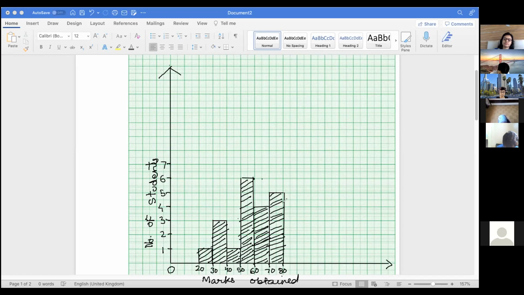But what you have to remember is there shouldn't be any space between the two bars, and the bars should be vertical. That means frequency will always be on the y-axis and grouped interval will always be on the x-axis. So this is called a histogram. Is it clear how a histogram can be drawn?